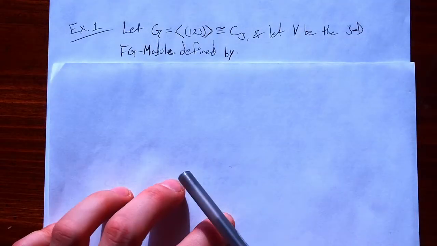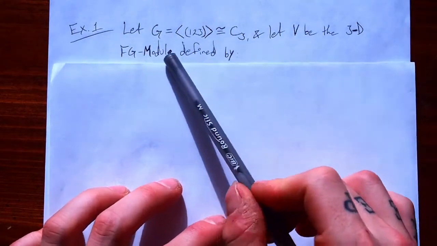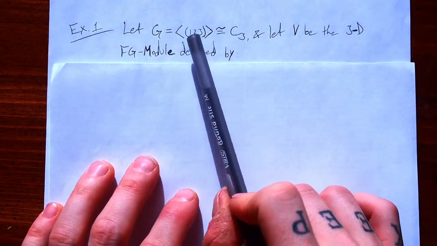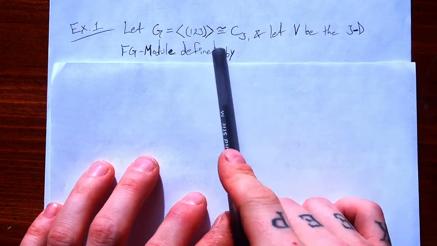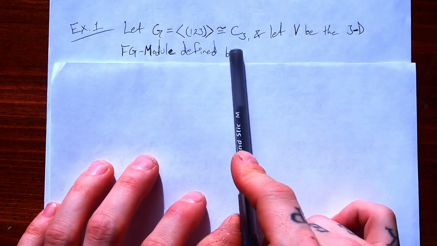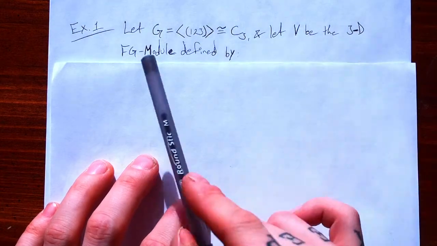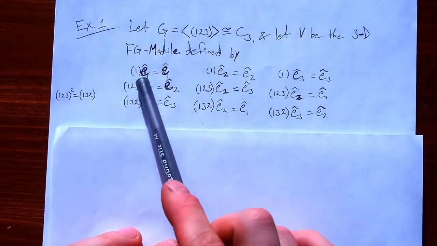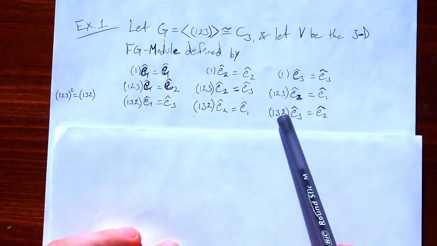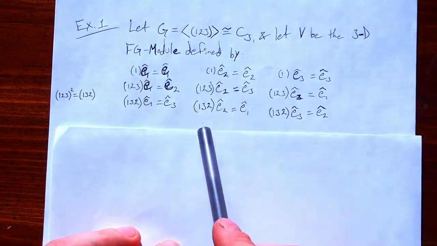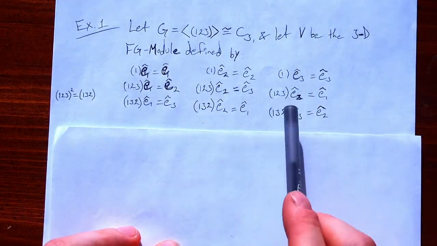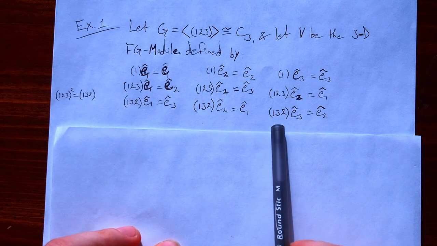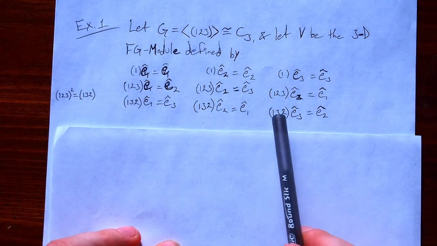Okay, example 1. I'm going to revisit the group from my previous video. We've talked about this guy before. We have the group generated by the permutation (1 2 3). It's isomorphic to C3, the cyclic group with 3 elements. And let V be the 3-dimensional FG module defined by these matrices right here. This is just a permutation module, right? We talked about this earlier. You can see that all of the actions are what you would expect. For example, right here, we have e3 gets mapped to e2. Why is that? Because this permutation group element sends 3 to 2.